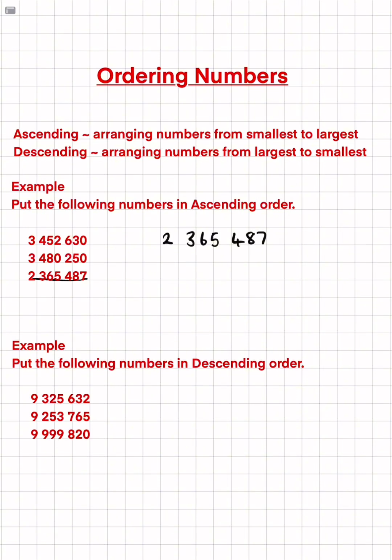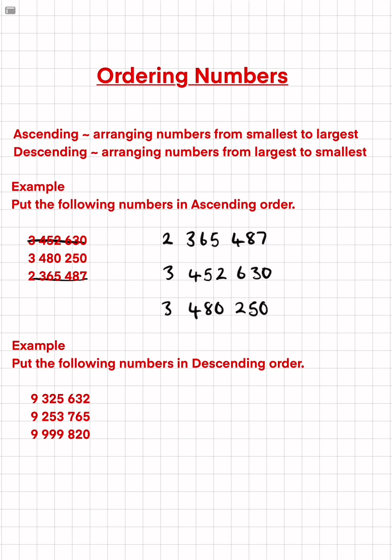The remaining two numbers have the same millions digit, so we can move on to the hundred thousands. The hundred thousands is also the same, so we can move on to the 10,000s. We've got 50,000 and 80,000. 50,000 is smaller than 80,000, so the next smallest number is 3,452,630. And we're left with the largest number out of the three, which is 3,480,250.